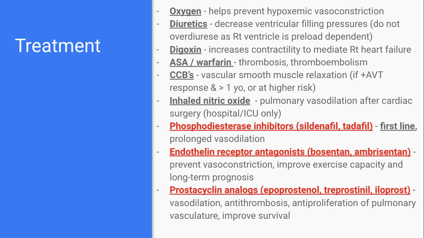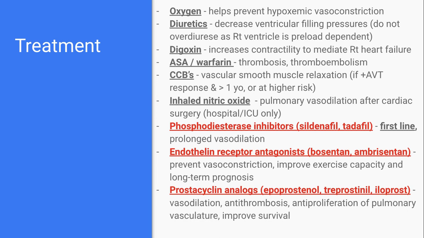Some of the treatments I've just highlighted, the ones in red, are the ones that you're going to need to know. We can give oxygen to prevent vasoconstriction due to hypoxemia. We give diuretics like Lasix to decrease the ventricular filling pressure. However, remember that these patients should not be overly diuresed because the right ventricle usually is preload dependent. You can give digoxin to increase contractility to mediate the right heart failure, as well as anticoagulants like aspirin and warfarin if the cause is due to a thrombosis or thromboembolism.